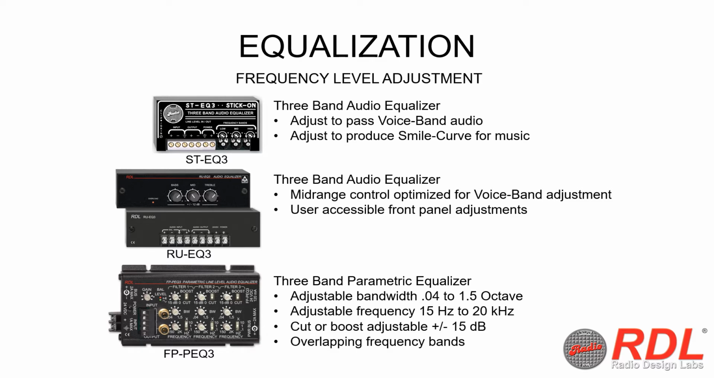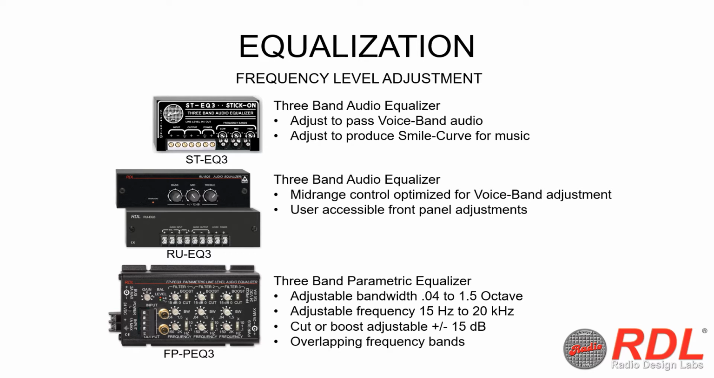The RU-EQ3 is also a 3-band EQ where the mid-range control is optimized for voice band adjustment, and the frequency adjustments are conveniently accessible to the user on the front panel. The FPP-EQ3 is a 3-band parametric EQ.